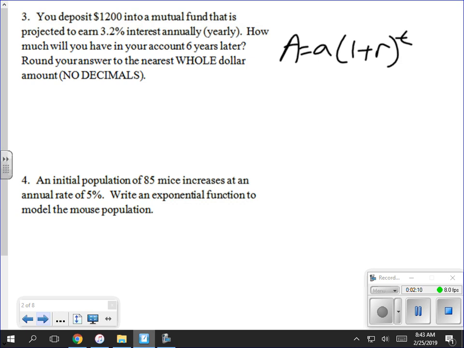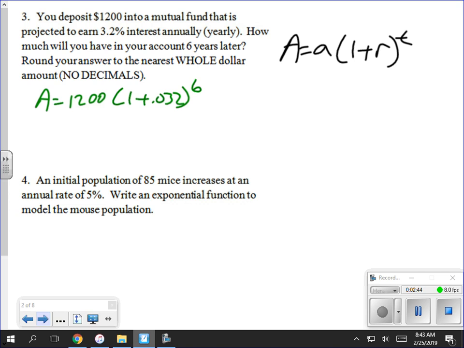The amount that we have is equal to the amount we start with times 1 plus or minus the rate, whether it's growth or decay, to the time t. Whole dollar amount, no decimals. Answer the question the way it's asked to be told. So I set it up. The amount I'm looking for is equal to 1,200 times (1 plus 0.032) to the 6th power. This one you don't need to use logs because you're not solving, you're trying to figure out the amount.